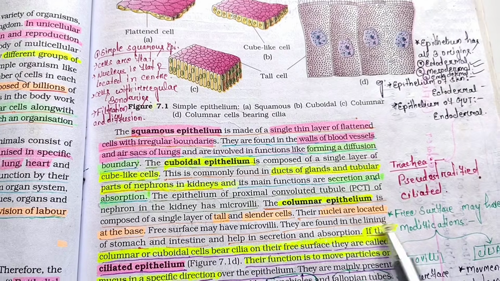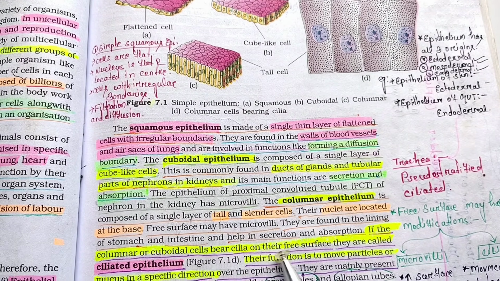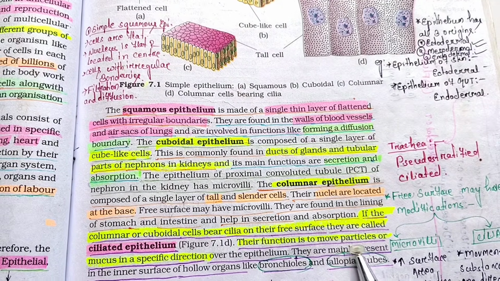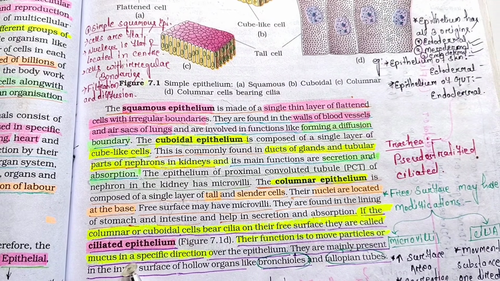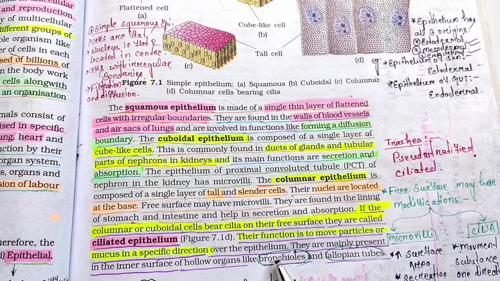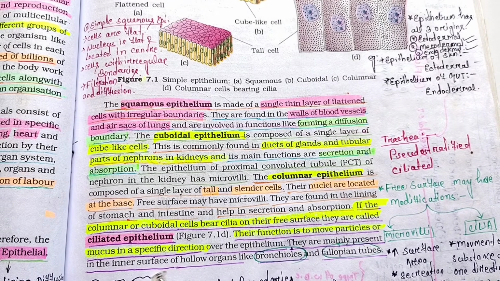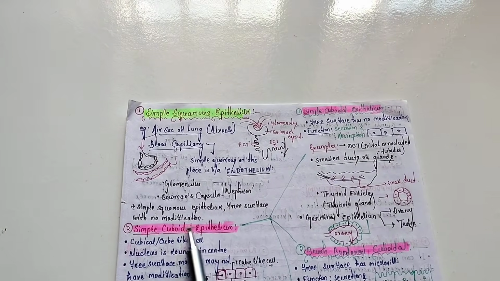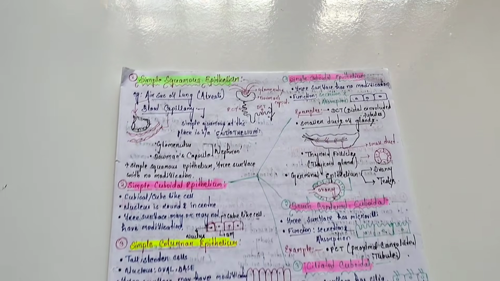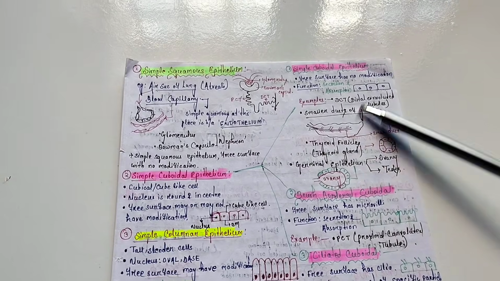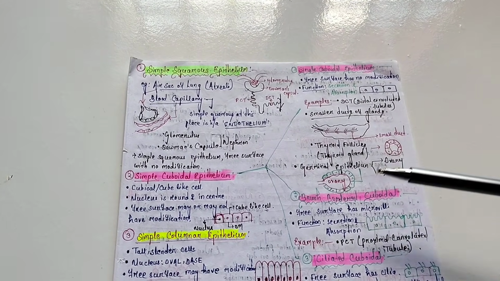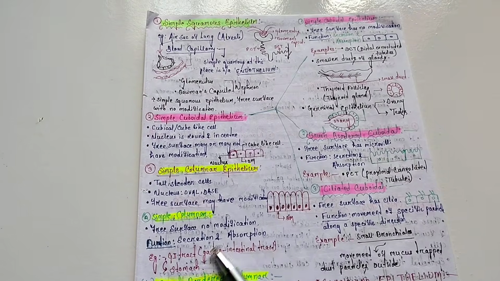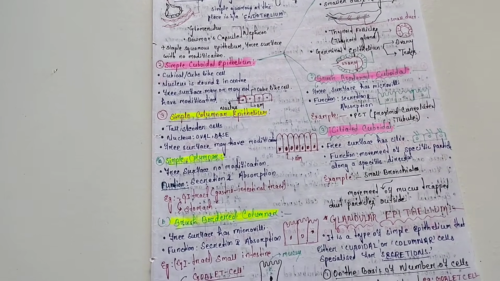If columnar or cuboidal cells bear cilia on their free surface, they are called ciliated epithelium. And their function is to move particles or mucus in a specific direction over the epithelium. इसका इतना सारा जो एग्जाम्पल्स है ये याद रखना बहुत ज़्यादा डिफिकल्ट होगा आपके लिए, इसलिए मैंने एक शीट में पूरा का पूरा एग्जाम्पल लिख के रखा है. लाइक सिंपल स्क्वामस एपिथेलियम डू नॉट हैव एनी मॉडिफिकेशन बट सिंपल कॉलुमिनर और क्यूबॉइडल एपिथेलियम हैव मॉडिफिकेशन. तो यहाँ पे मैंने सबका एग्जाम्पल अलग अलग लिख के रखा है. अगर आप बोलो कि ये भी मैं टेलीग्राम पे अपलोड कर दूँगी.